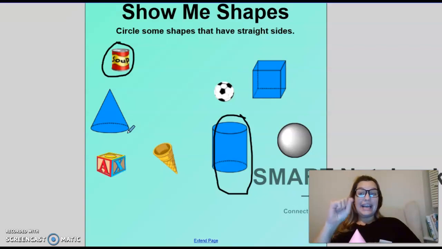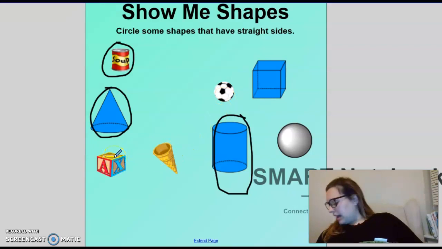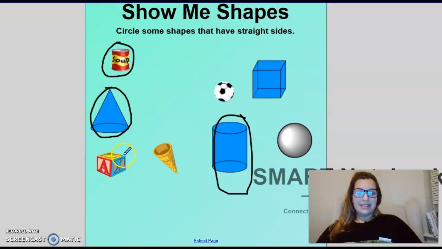I would agree. Yes, it does have straight sides. Look at right here are our straight sides. I'm going to go ahead and circle it. Can you match it to one of the objects? Which object out of these three, the soccer ball, the ice cream cone, or the block, does it match? Match the block? No. Does it match the ice cream cone? Yes. Awesome job.